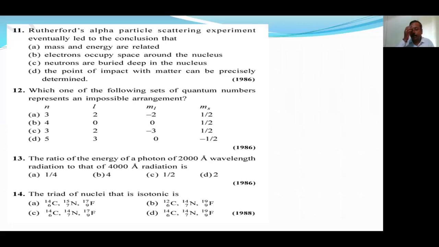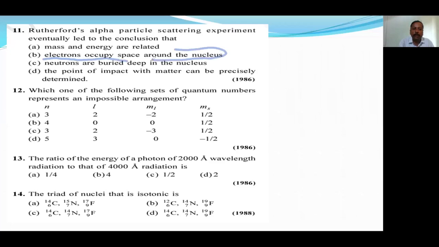Okay, next question. Rutherford alpha particle scattering experiment eventually led to the conclusion that... This is a theory question, so some traps may be there. You have to answer it very nicely. The answer is electron occupies space around the nucleus.